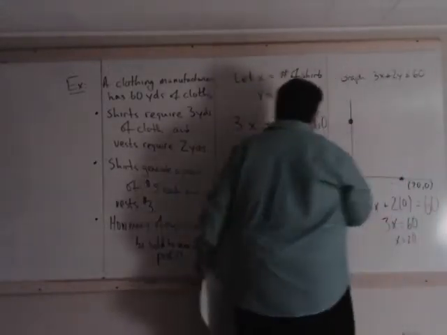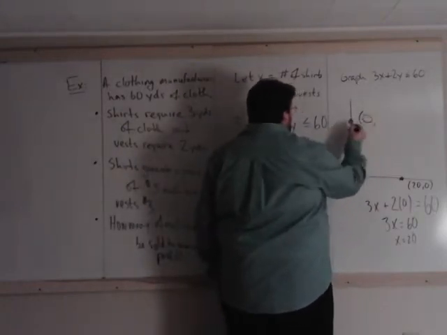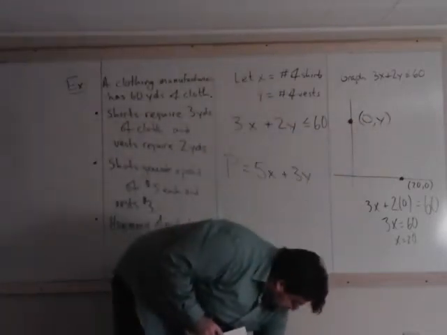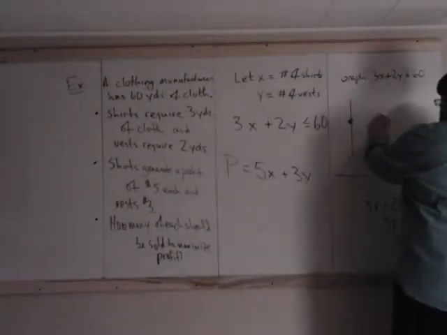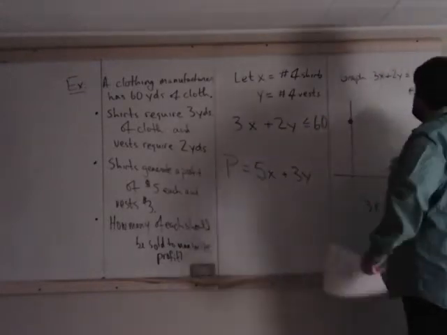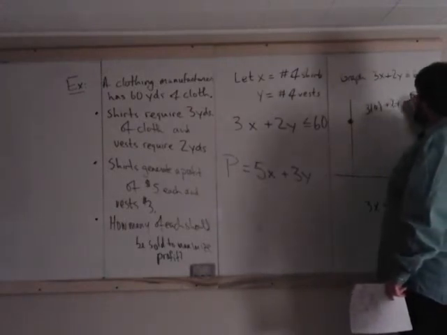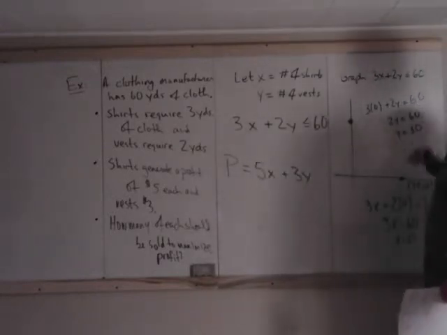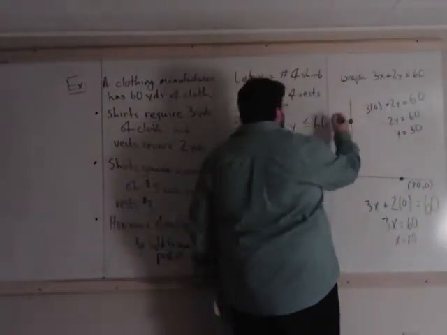What about this point up here? Well, this is a y-intercept. What does that look like? Well, you go over 0 and up some y value. So that can be found by letting x equal 0. So let's let x equal 0 in our line. So you get 3 times 0 plus 2y equals 60. 0 plus 2y equals 60. Y equals 30. So here we have the x and the y intercepts.